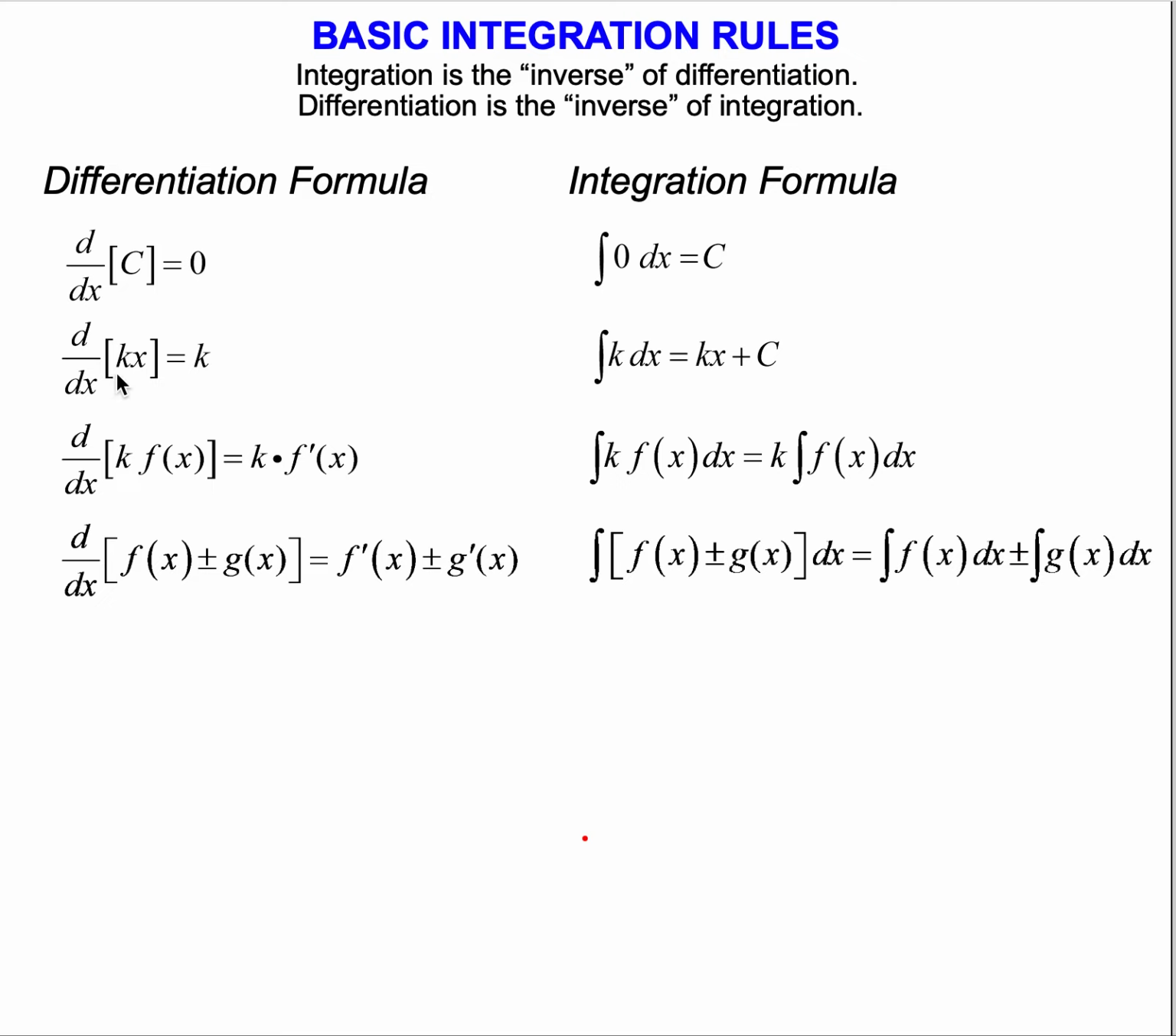The derivative of a constant times x is just going to be the constant. So as expected with the antiderivative, the integral of a constant is just going to be the constant times x. So again, you see them here, how one undoes the other, right?